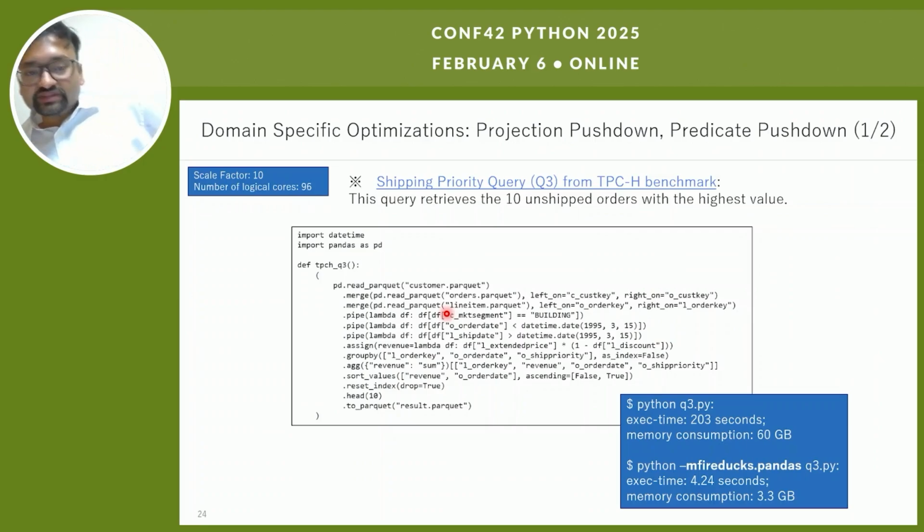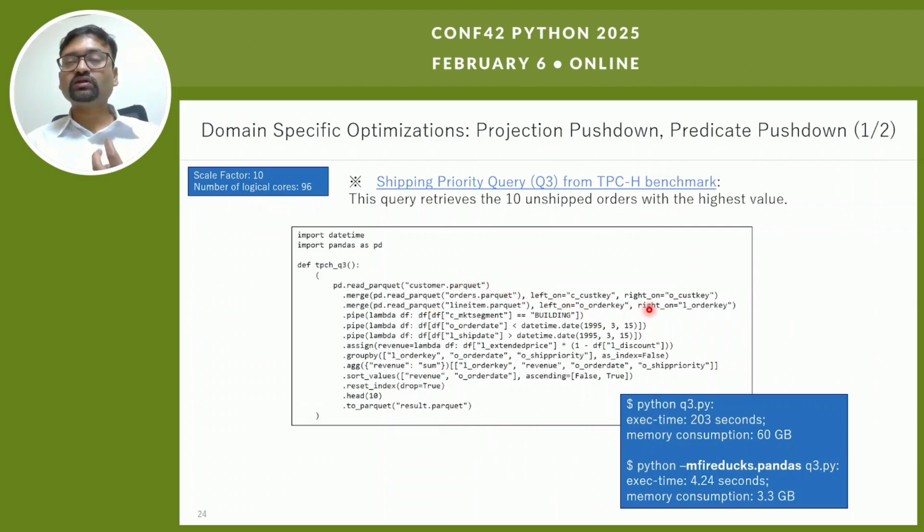When we execute this query using Python, using Pandas, Pandas took around 203 seconds and the memory consumption was around 60 GB for scale factor 10. But when we execute the same program using FireDucks, just by adding this plugin, it can be finished within 4.24 seconds and the memory consumption was around 3.3 GB. Yes, because although we have written it without consideration of the optimization, the FireDucks compiler will do it for you.